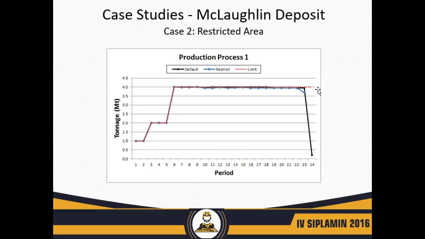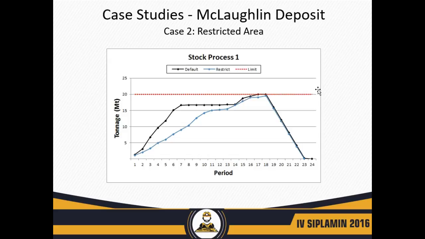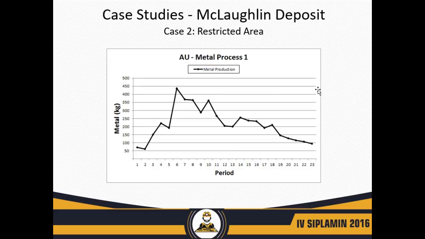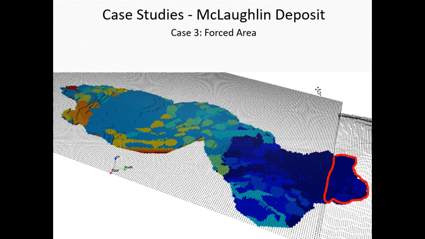So this is the use of the restrict mining option, and here we are just placing the graphs together for comparison, and we notice we have lost like 5% NPV with this decision. And the other option is to force mining.